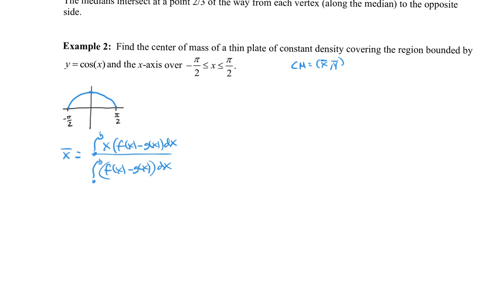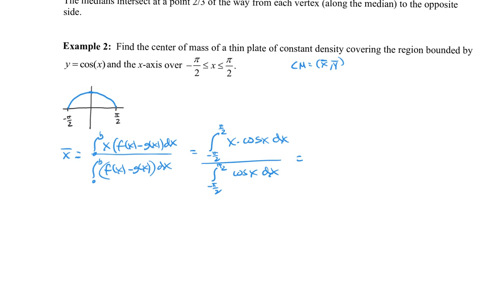So what we do have, though, we're going to integrate from negative pi over 2 to pi over 2. We're going to have x times f of x, which is just cosine of x dx. Then on the bottom, we've got the integral from negative pi over 2 to pi over 2 of cosine of x dx. Okay, so to integrate this one is going to be parts, right? We can integrate this by parts.